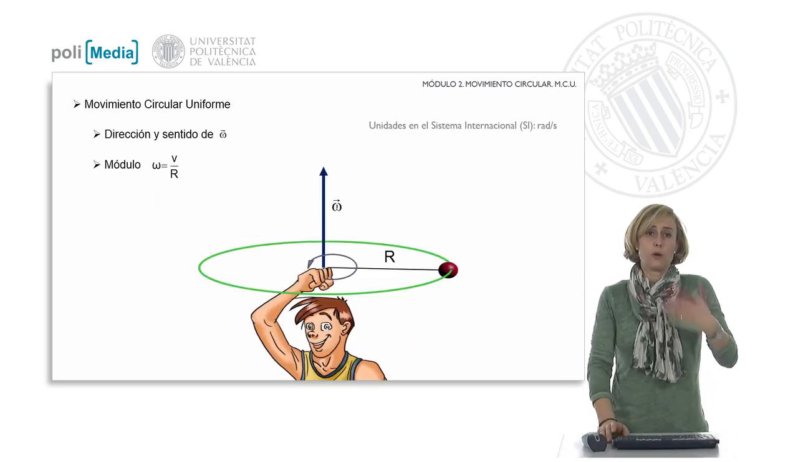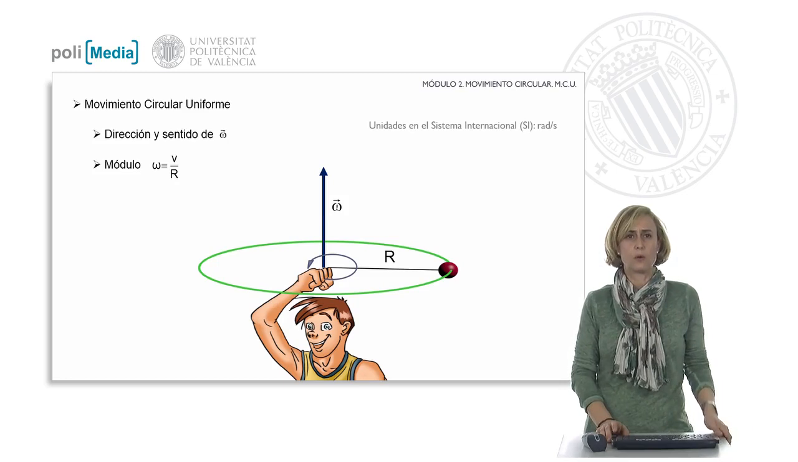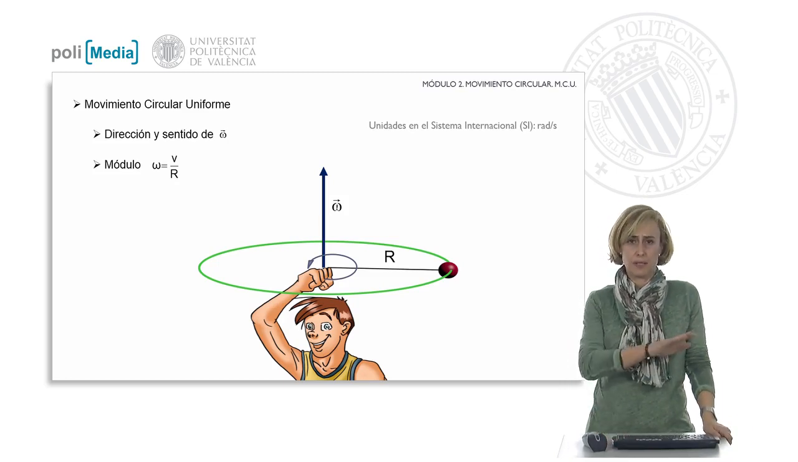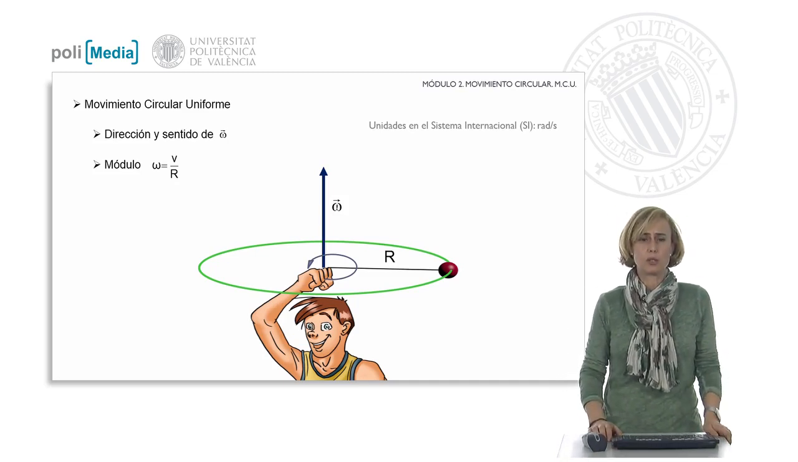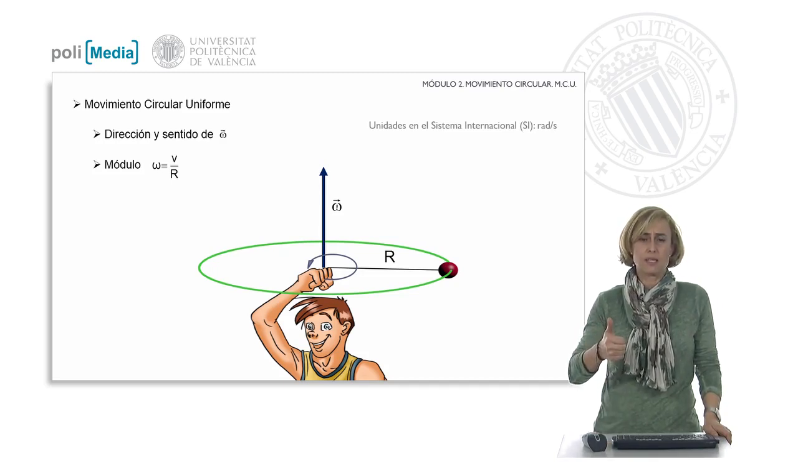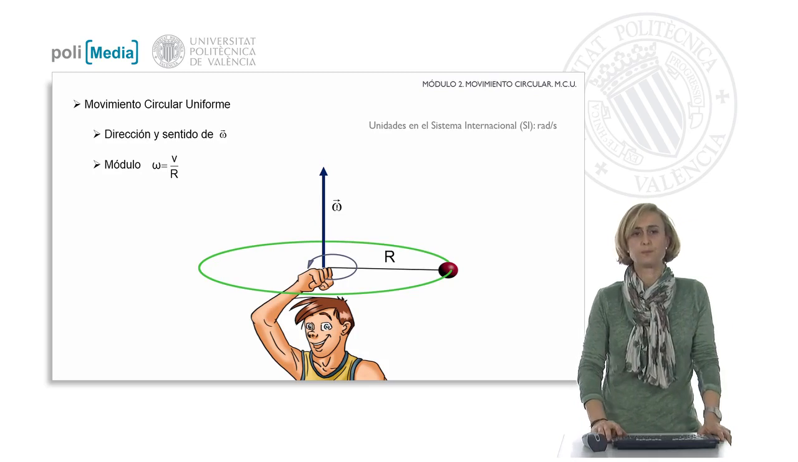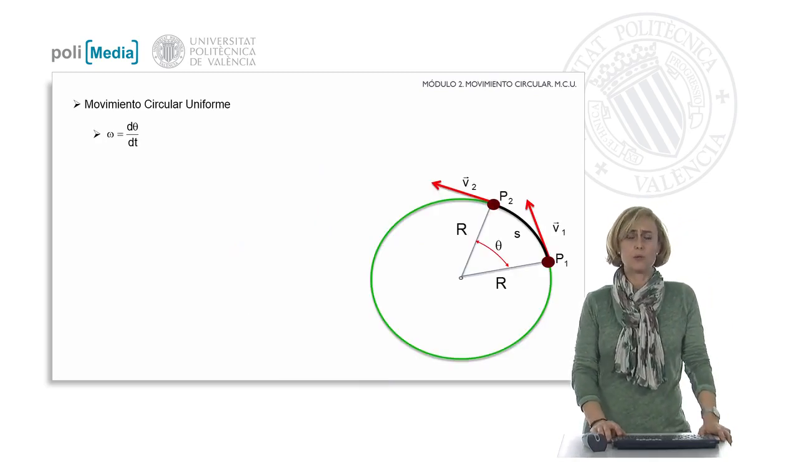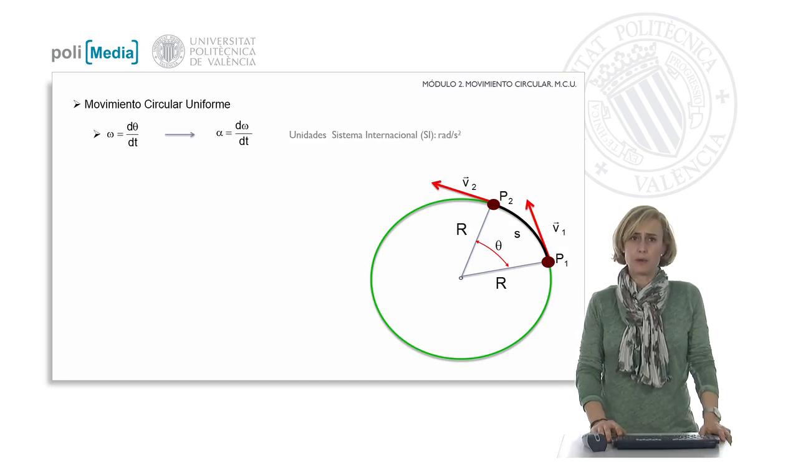This vector, omega, must have a direction, a sense, and of course a magnitude. The direction of omega will be perpendicular to the plane in which the motion takes place. If the direction of motion is counterclockwise, the direction of omega, according to the right-hand rule, will be upward in this case. The modulus is v divided by r. We have defined angular velocity as the derivative of theta with respect to time. Similarly, we define angular acceleration as the derivative of omega with respect to time, and is measured in radians per second squared.